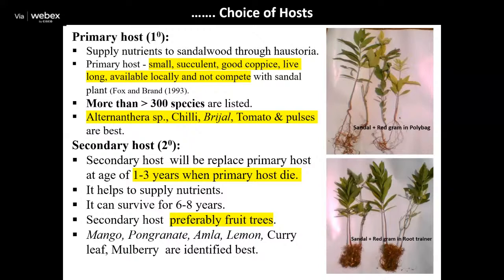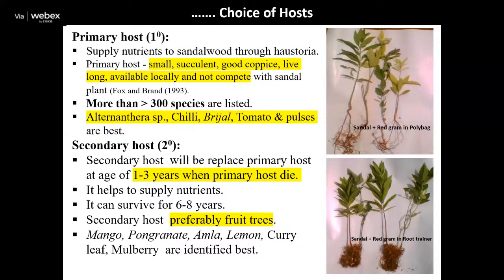The second category is the secondary host. When the primary host dies or has poor growth, we have to replace it at the end of the first year, or 1 to 3 years. It helps the nutrient supply and can survive 6 to 8 years. Secondary hosts are most preferably fruit crops.